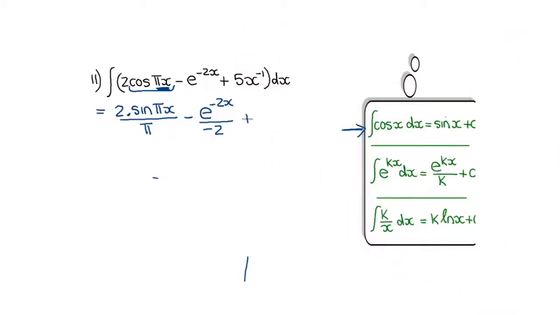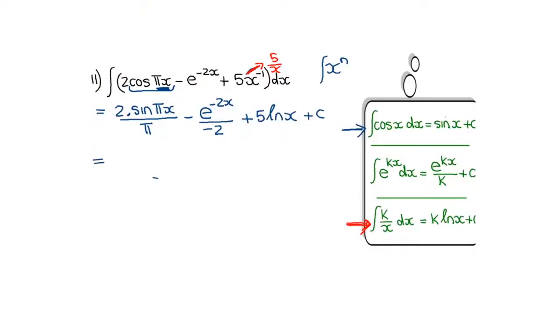This one is actually, what I have here is the same as 5 over x. So I'm going to use this rule here that says the integral of k over x is k ln x. So it's going to be 5 ln x, and I have to remember to put a constant.